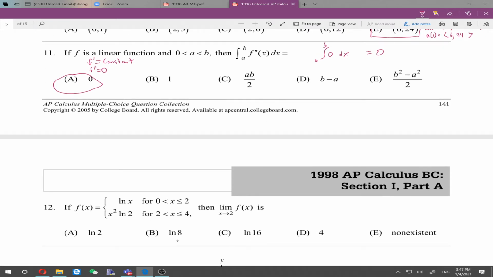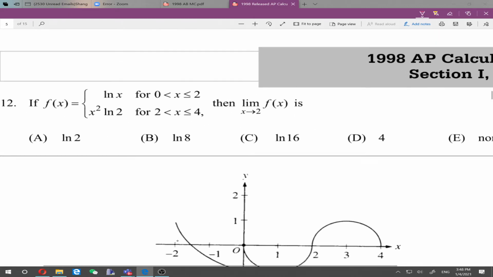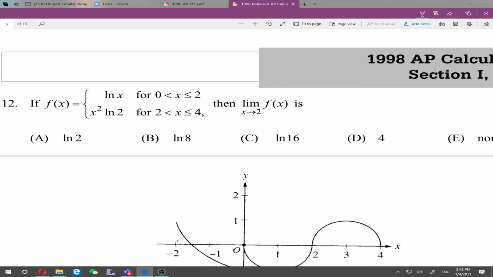Any questions on 11? Okay. Jumping down to 12. We've got a piecewise function here. We're told the limit as x approaches 2 should be equal to what? How do we want to solve this? Perfect. In order to have a general limit, we have to have two one-sided limits.